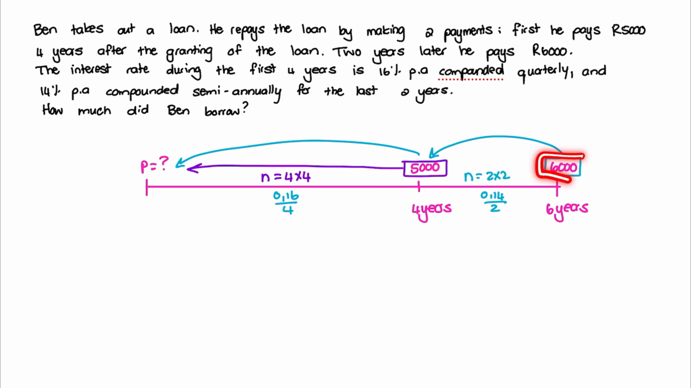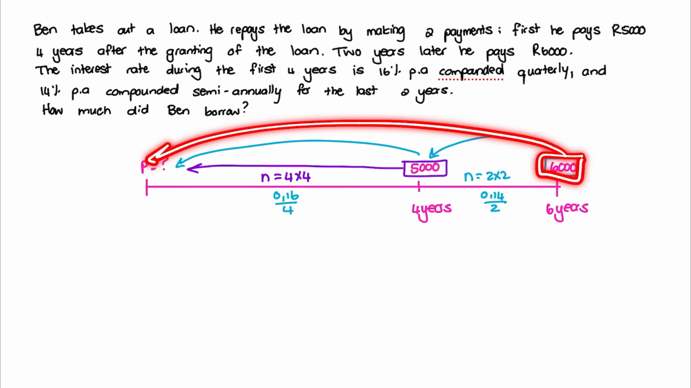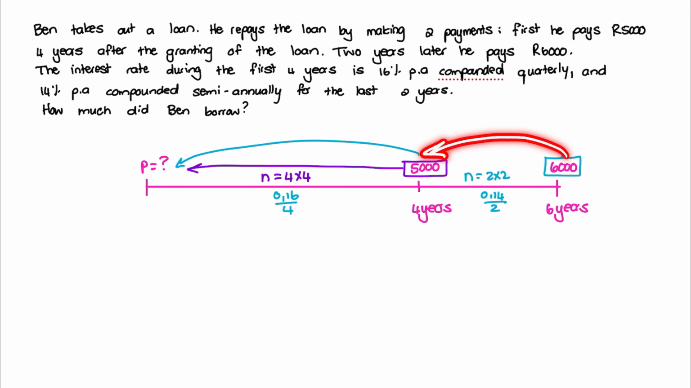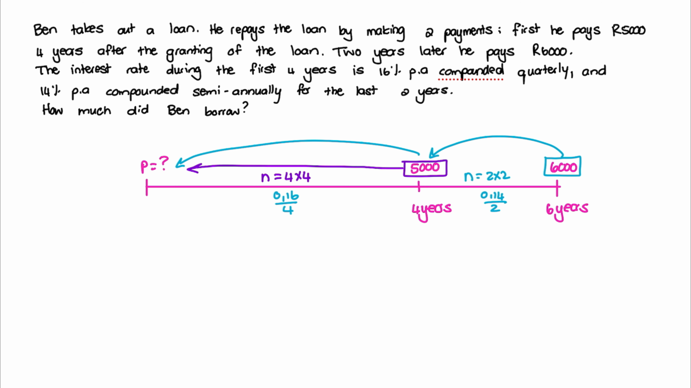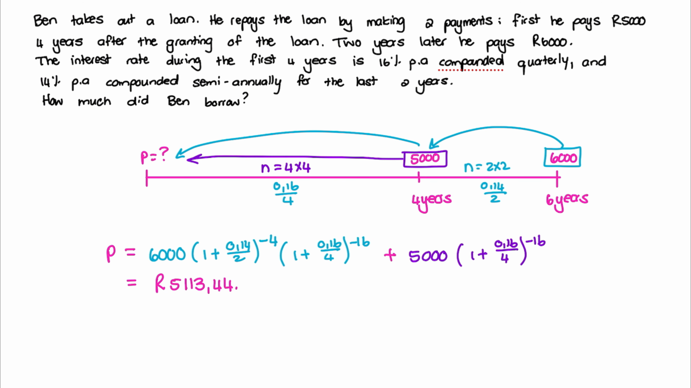But this 6,000 Rand, if you move it right to the front, actually undergoes two interest rate changes. We are charged 14% per annum, compounded semi-annually, and we are charged 16% per annum, compounded quarterly. So let us set up an equation. So here is our final solution. What I want you to notice is that we are adding. We have the 6,000 Rand that we moved back right to the start, and the 5,000 Rand that we moved right to the start. So let's see what happened to this 5,000 Rand first.